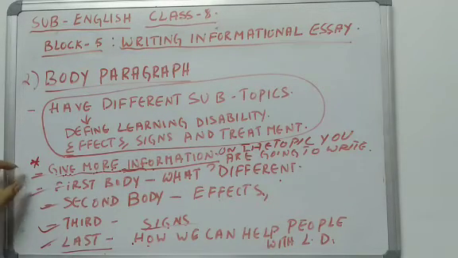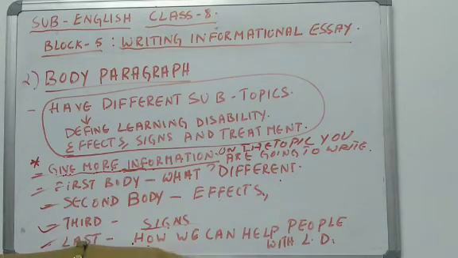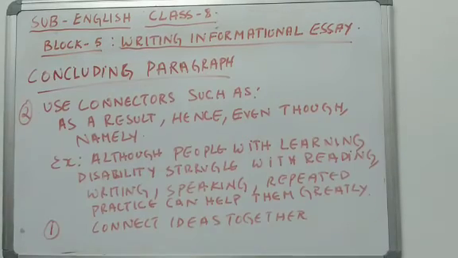All right, like I've said, you have to go on mentioning body by body: the first body, the second body, the third body, and in the last you have to write how we can help the people with learning disability. Those solutions and your opinions, we have to mention in the last body. So in the third point we have to write the concluding paragraph.